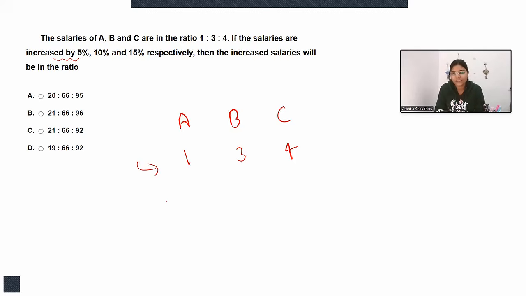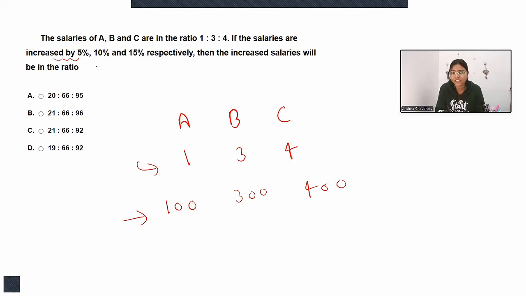What if I consider it as 100, 300 and 400? The ratio is the same now. Again, if you divide it by 100, what will be the ratio? 1, 3 and 4 only. So what if I consider the ratio as 100, 300 and 400? It is the same now, right? Now, because I have considered 100, the calculation will be super easy. Now, let's move on to the question.